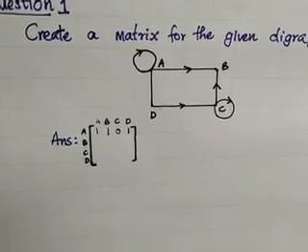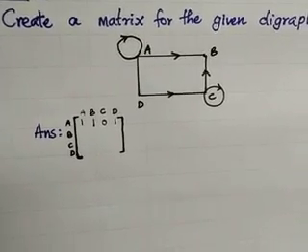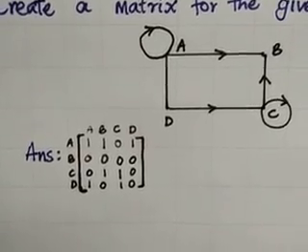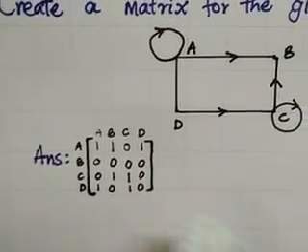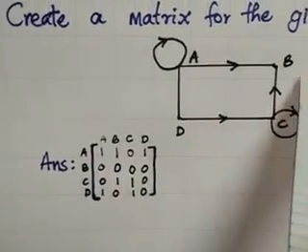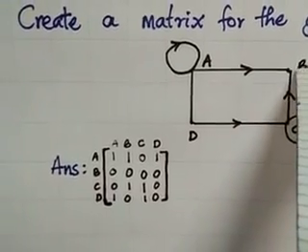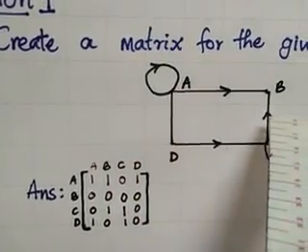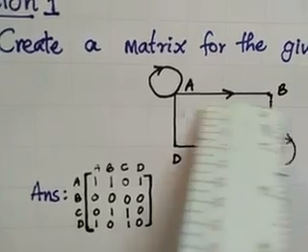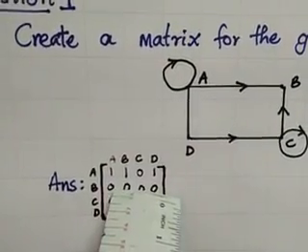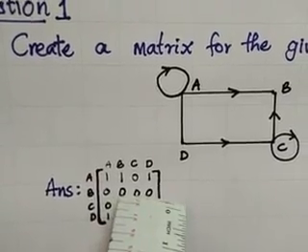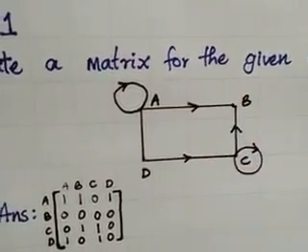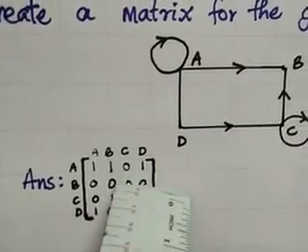Similarly, we can write all the elements in the matrix. Yes, you can see here now B. From B to A there is no connection, because there is a connection from A to B. There is no connection B to A. That is why B to A is 0. B to B, there is no loop. B to B means there should be a loop. There is no loop. That is why B to B is 0.